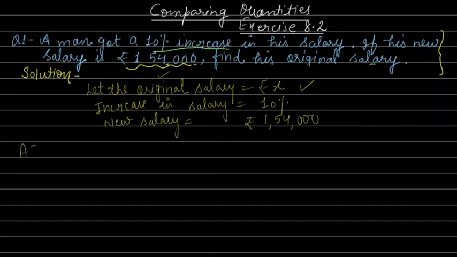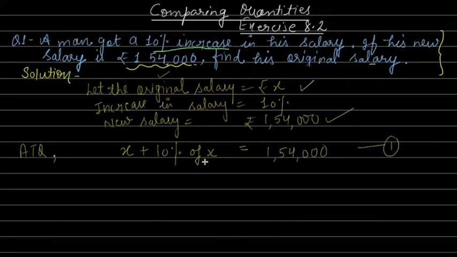So if I want to frame the equation according to the question, what will be my equation? I can write the original salary, which was X, and 10% increment in the original salary, that means 10% of X. This original salary and 10% increment will be equal to this new salary. Let's mark this equation as 1. Now we will solve this equation for X to know the original salary of the man.